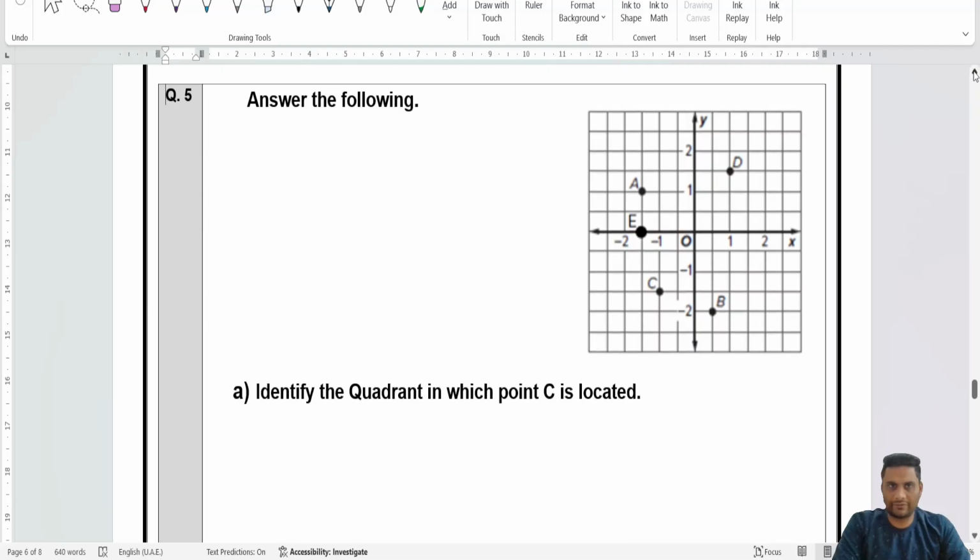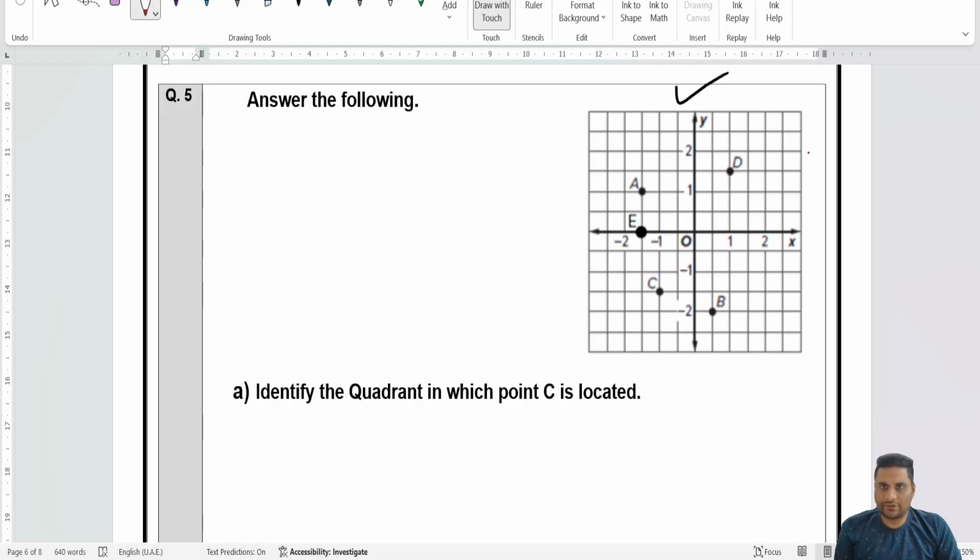Question number 5, last question. A graph is given here, as you can see. Let us see the graph. This is the graph, right? The coordinate plane. Let me take a different color. So this is my quadrant 1, this is my quadrant number 2, this is my quadrant number 3, and this is my quadrant number 4, you can see here.